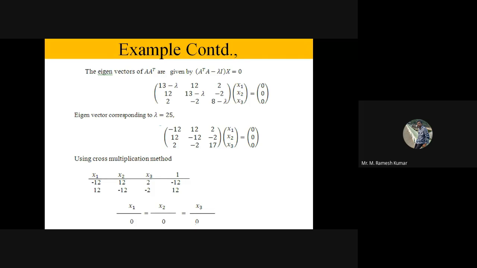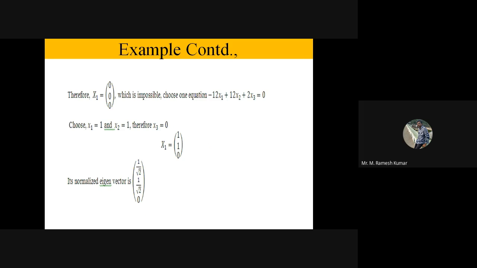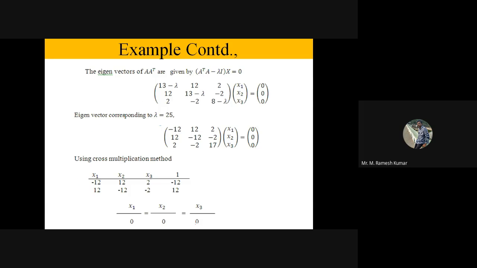So x1, x2, x3, because this is a 3 by 3 matrix. Now put lambda equal to 25. If you put lambda equal to 25, we get this kind of matrix. So apply the cross multiplication method, we get 0, 0, 0. If we get 0, 0, 0 like this, we have to take only one row. So I am going to take only the first row here.